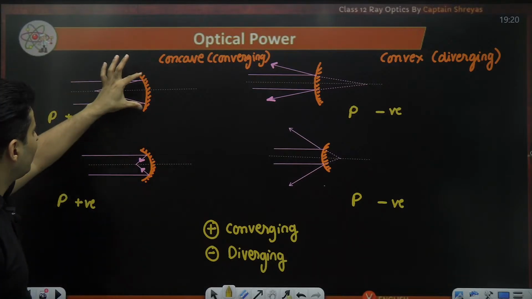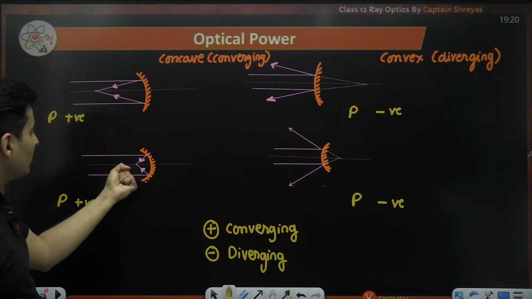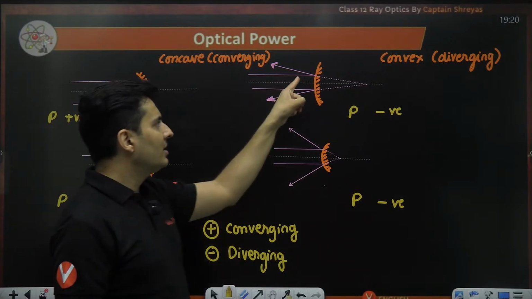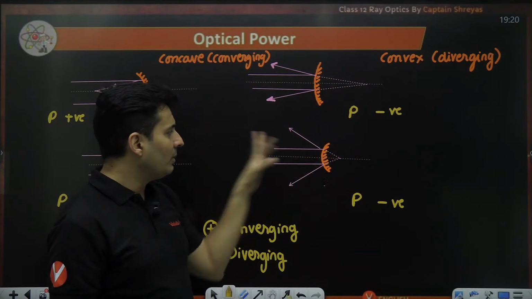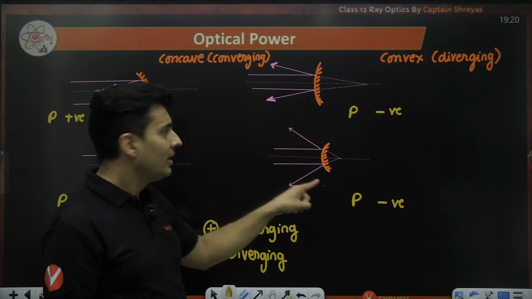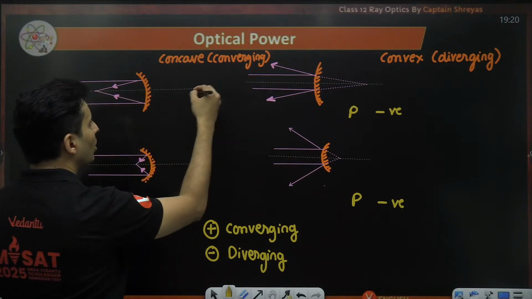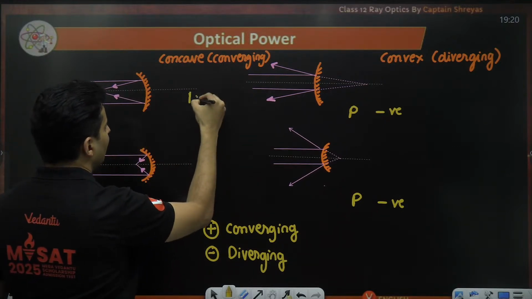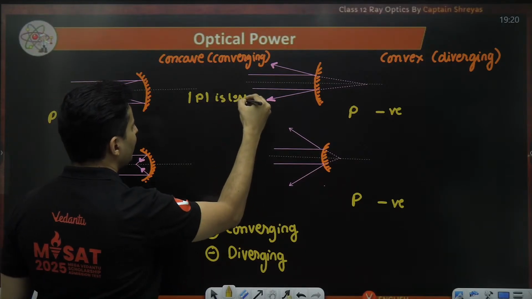Next thing, as you can see, the rays are meeting after a long time. Here the rays are meeting quickly. So this is more powerful. This is diverging from a large distance. This is from a short distance. Quickly it is diverging. So this has larger power. Even this has more power. This has less power. So in both these scenarios, I will say the magnitude of the power is going to be less.